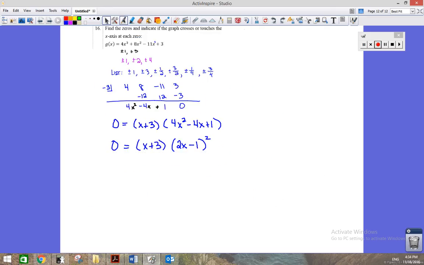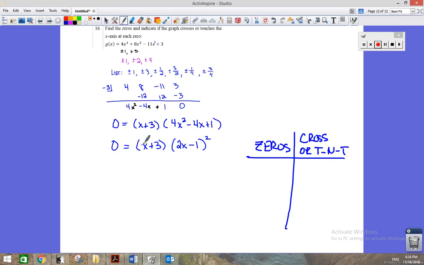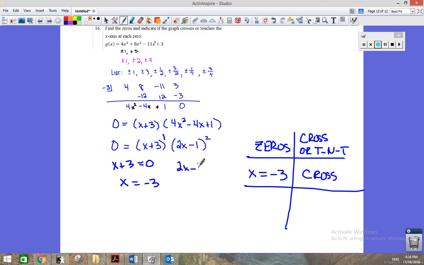So the solutions to this then, let's go ahead and construct our table. And here we're interested in determining whether it crosses or whether it does a touch and turn. So x plus 3 equals 0 gives me x equals negative 3. The multiplicity is 1, which is odd, so I know it's a cross. Over here, 2x minus 1 equals 0, so x is 1/2.